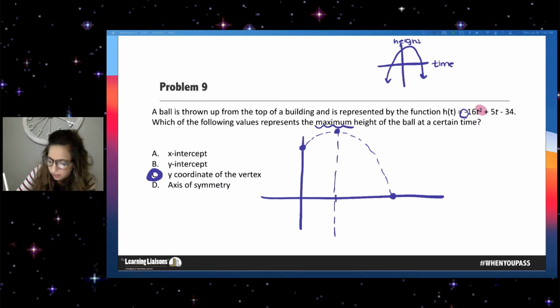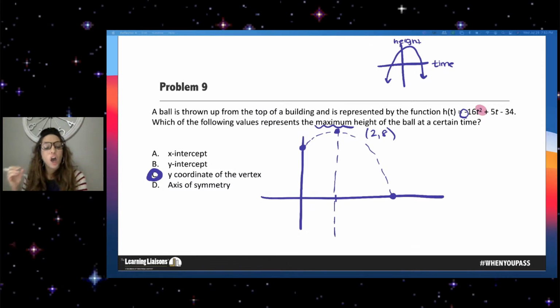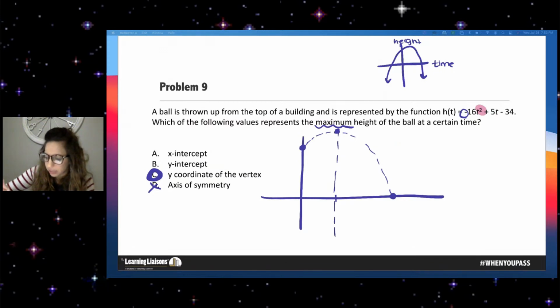So let's pretend that this value is, actually I could find it, but we're going to pretend right now because finding it is going to take a hot minute. Let's pretend that this value is 2. The axis of symmetry would be x equals 2. So it's not going to be the axis of symmetry because that would be x equals 2, and that doesn't give us the maximum height. The maximum height is that y-coordinate. So that's why C is the correct answer. I'm actually going to erase this because that is not the actual vertex of this equation.